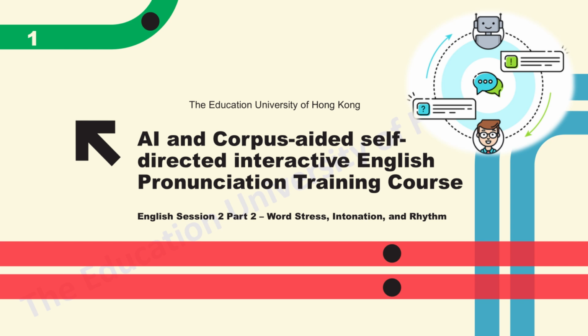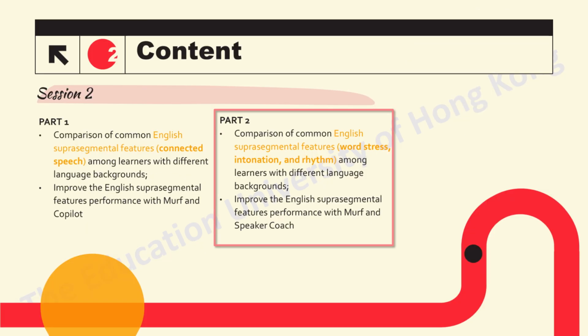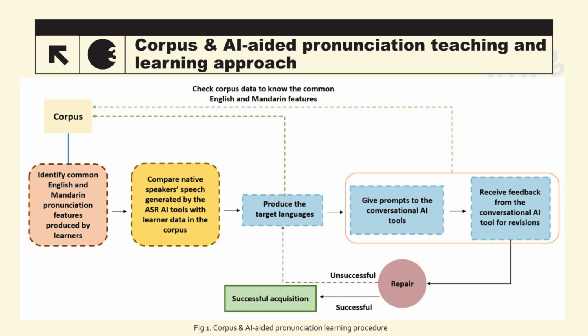Welcome to the AI and Corpus-aided self-directed interactive English pronunciation training course. This is part 2 of the suprasegmental session, focusing on word stress, intonation, and rhythm. We'll continue following the same learning procedure as before.